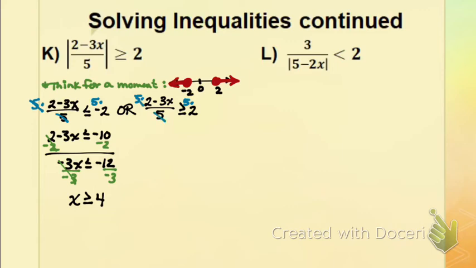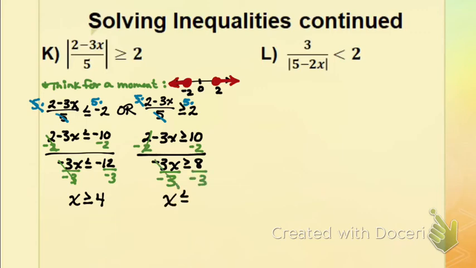Still need to solve for the other side. I cancel my 5's out, so I have 2 minus 3x is greater than or equal to 10. Subtract 2 from both sides. Negative 3x is greater than or equal to 8. Divide both sides by negative 3. I'm going to have to flip my sign again. X is less than or equal to negative 8/3.